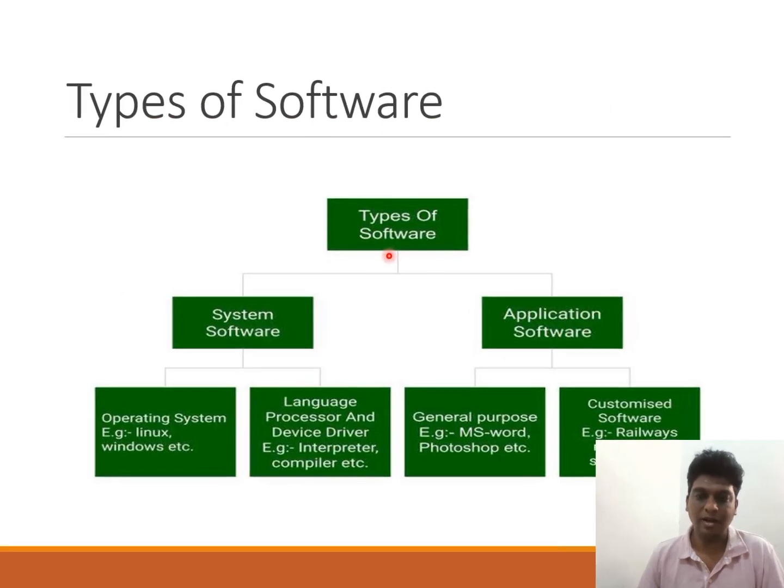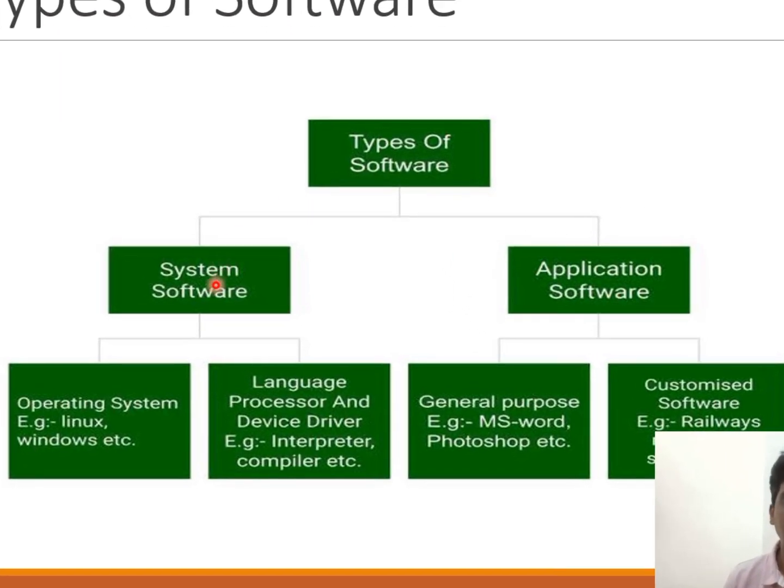Software can be classified into system software and application software. System software is the OS, such as Linux, Windows, macOS, etc. Another classification is the interpreter, compiler, etc., which we call language processors. Application software's main classification is general purpose software, such as Word, Microsoft Excel, and Microsoft PowerPoint presentations. Software for booking a railway ticket we call customized software, because we design that software based on our application.